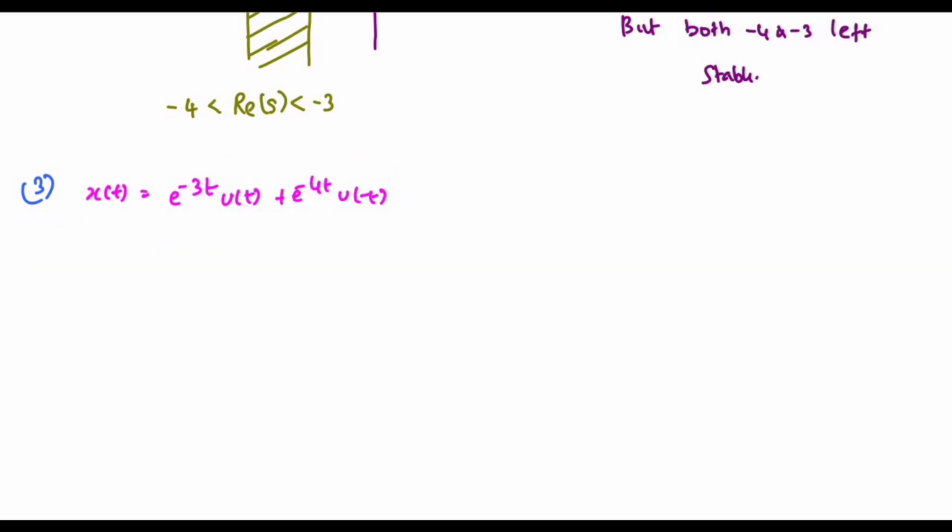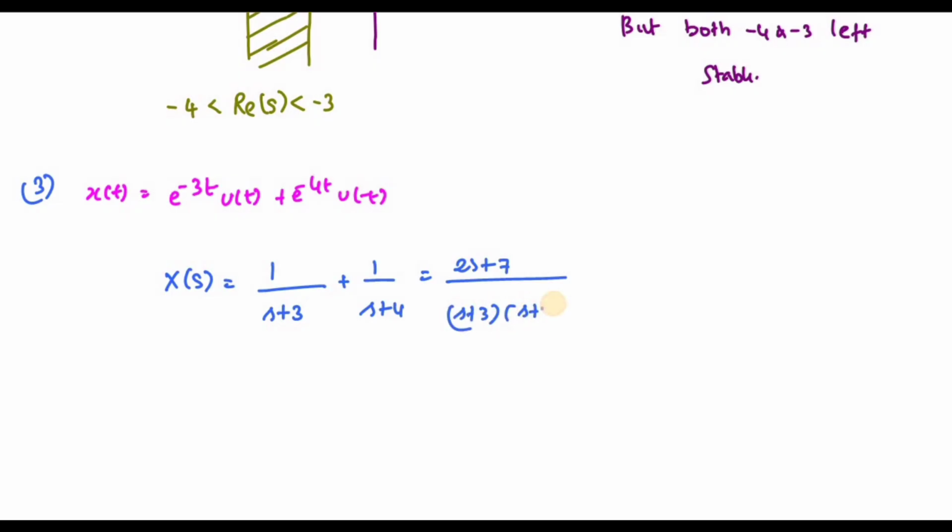Okay, so I can write the X(s) value. X(s) is equal to 1 divided by (s plus 3) plus 1 divided by (s plus 4). So the answer is (2s plus 7) divided by (s plus 3)(s plus 4). So the poles are s equal to minus 3 and minus 4. So it is stable, right? So it is stable.